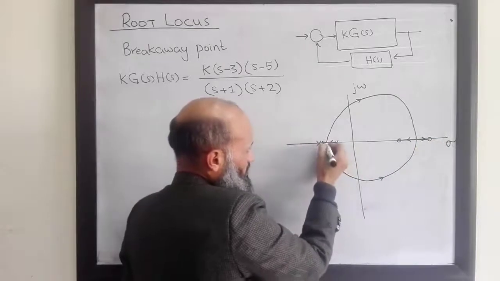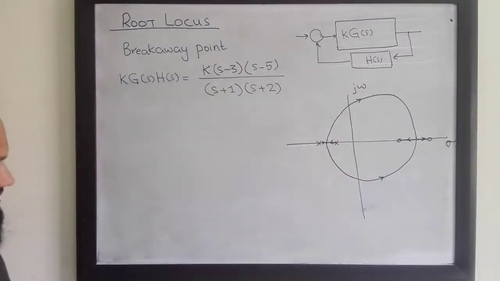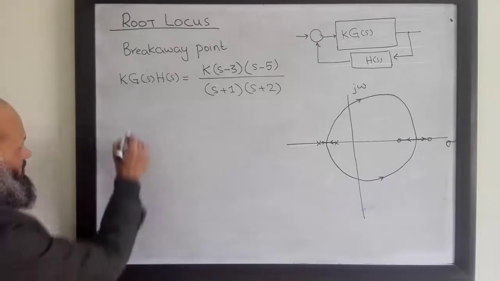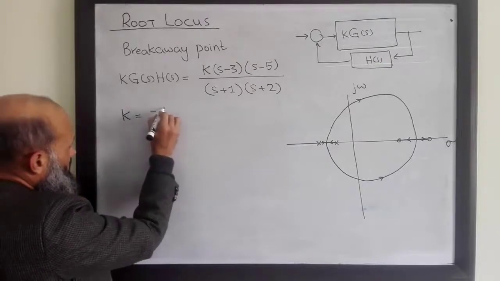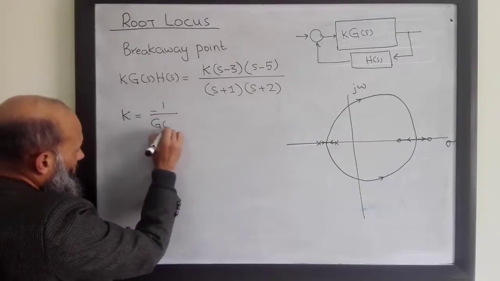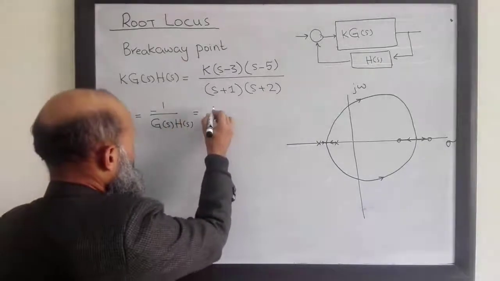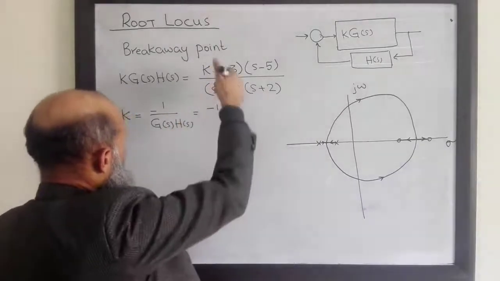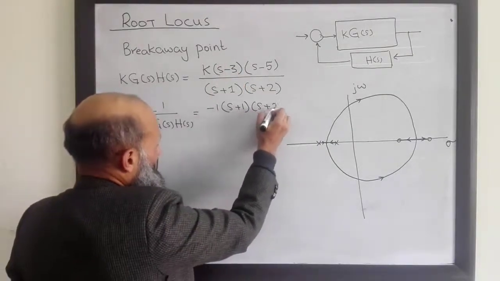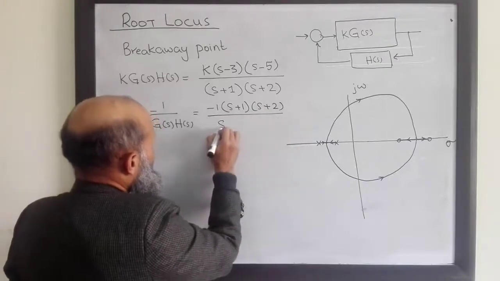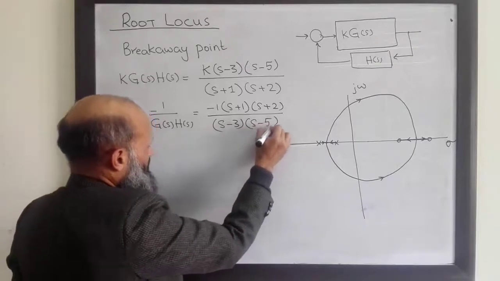So we want to determine this point precisely, this breakaway point. For that purpose, we have learned this strategy. We determine k, which is equal to minus 1 over g of s into h of s, which in this case is minus 1 over (s plus 1)(s plus 2) over (s minus 3)(s minus 5).